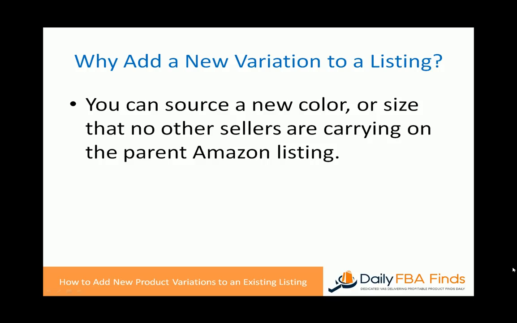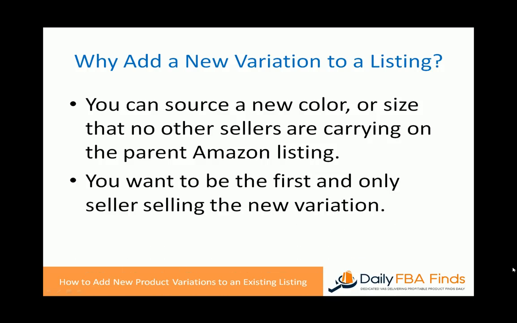And the other great reason to add a variation is that if you're the only one selling that variation, you have no competition. So if you found the blue shoes and everybody else is selling red, white, and black, let's say, and you're selling blue now, you're the only one doing that. And so you're going to get all those sales. It's possible somebody else could come on that listing at some point, but it's not usually terribly likely.